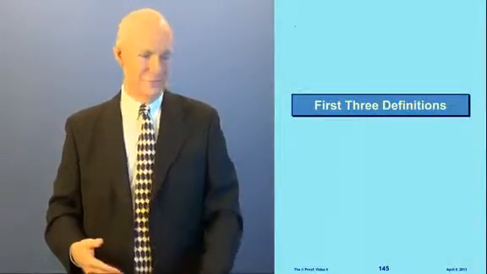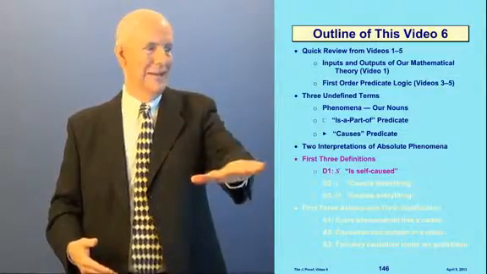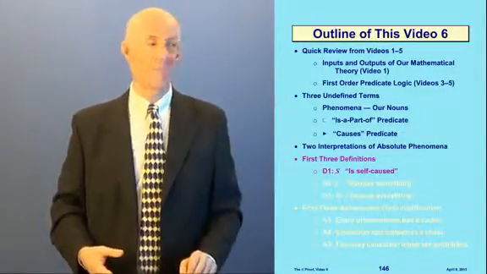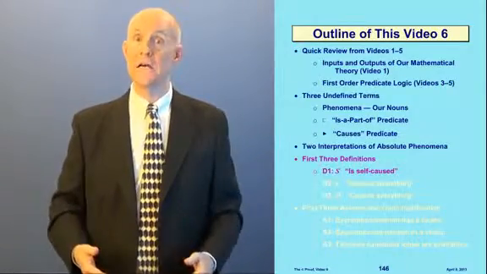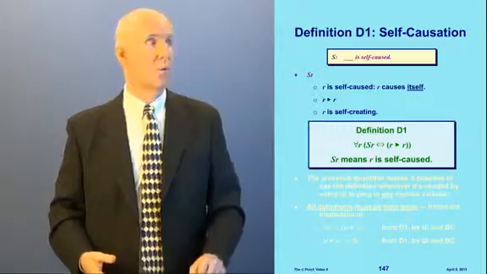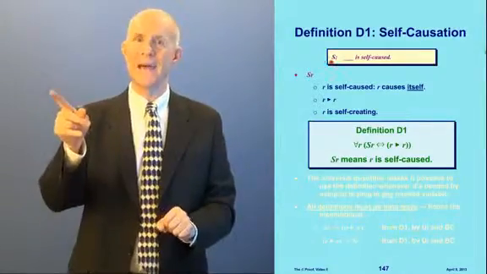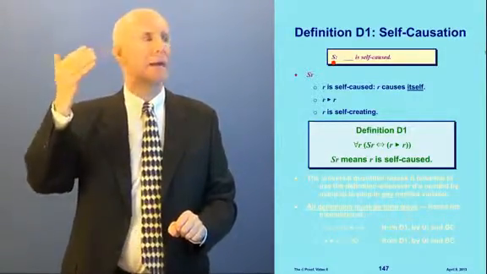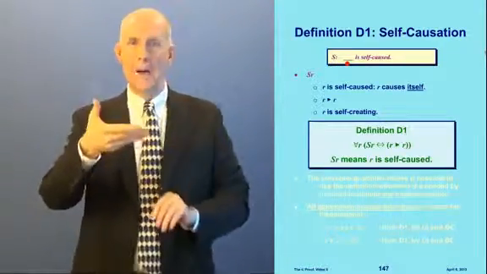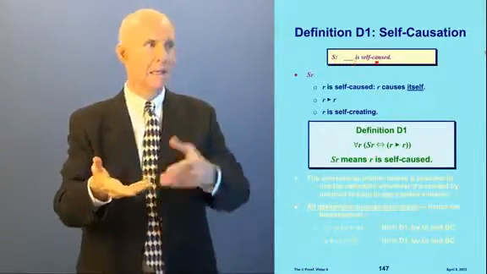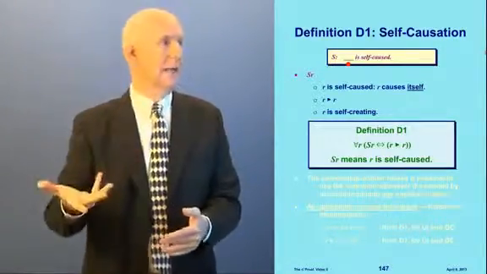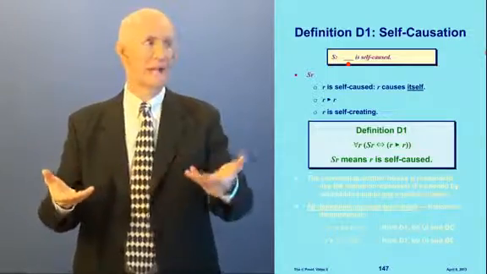So, first 3 definitions. Here we are in our outline now. We're going to do our definitions, and the first one is going to be "is self-caused." All right, this is a definition. So here is definition number 1, and that's the capital letter S. So we're going to use the capital letter S. S means "blank is self-caused." It's a predicate. S is a predicate with one blank.